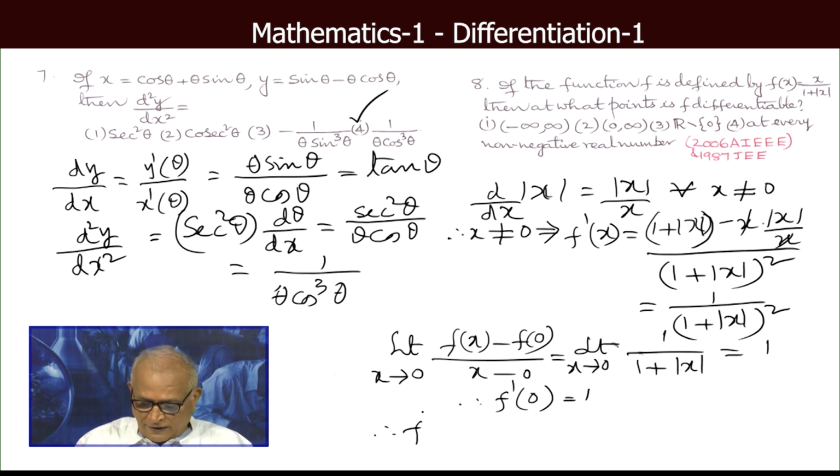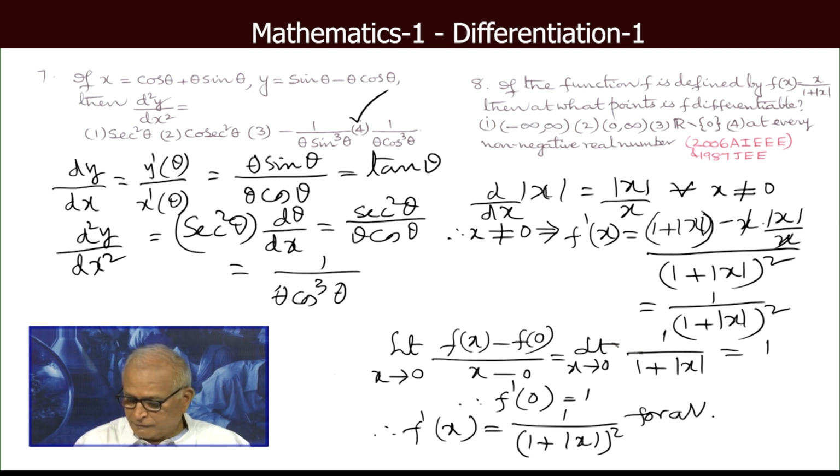Therefore f dash x equal to 1 by (1 plus mod x) whole square for all real x.